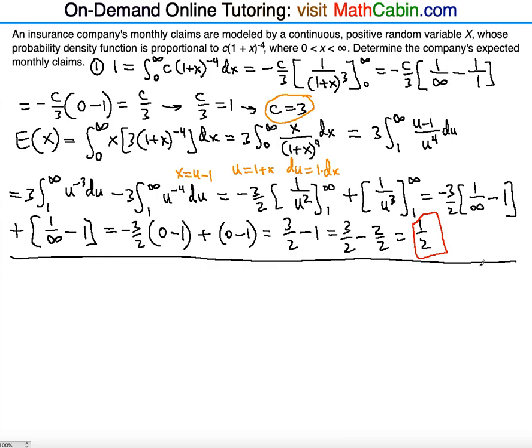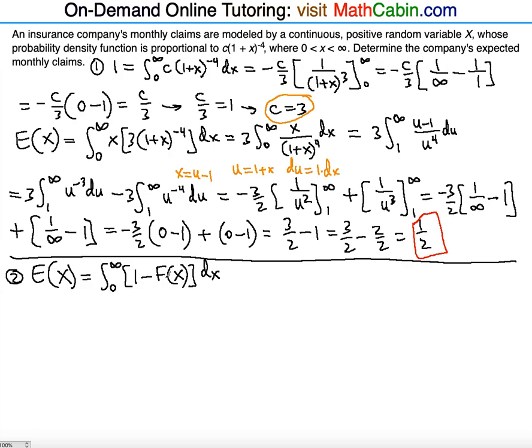Now I'm going to show you another method that may be useful. Notice that it says here in the problem that it is a continuous positive random variable x. Whenever it's a non-negative random variable x, and it starts from 0, whether the 0 point is included or not doesn't matter, from 0 to infinity, then the expected value is the integral from 0 to infinity of 1 minus the CDF, the cumulative distribution function of x, dx.